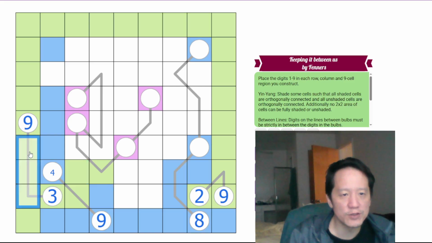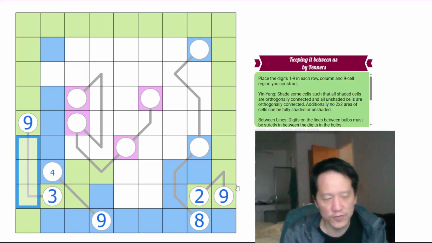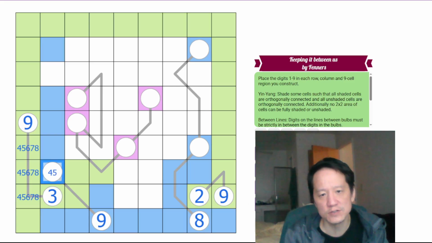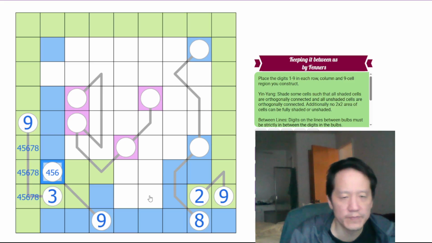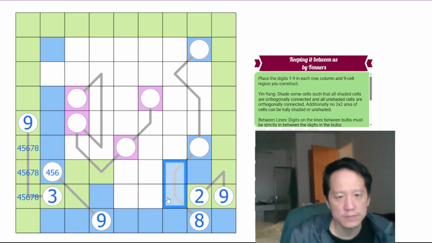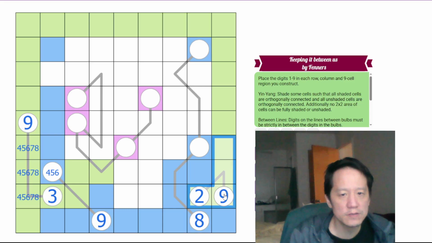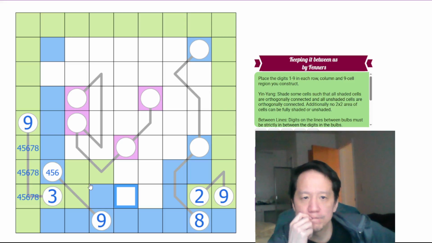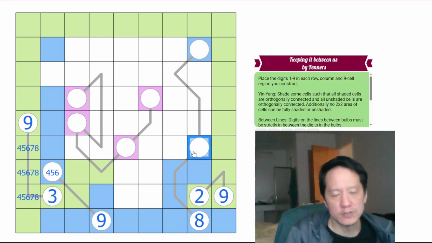These digits are between 3 and 9. So that leaves 4 through 8. This is at least 4, and it could be 5 or 6 also. So 4, 5, or 6 is possible there. Okay, as a region... This cannot be 2. It can't be 9 either. So it kind of has to be kind of low.